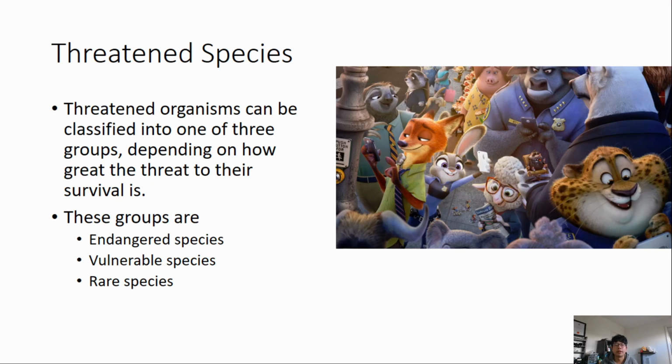So human industry can also make species threatened. It's not as bad as extinction, but it's getting just as worse. Threatened organisms can be classified into one of three groups depending on how great the threat to their survival is. These groups are known as endangered species, vulnerable species, and rare species.